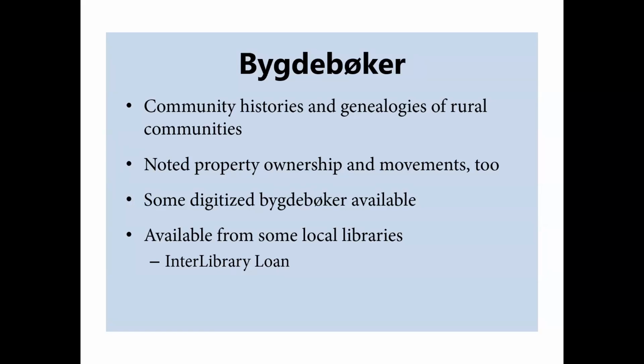Another fantastic source for Norwegians is the Big Boker. It's a community history of genealogies. So it notes property ownership and movements too. There's a lot of digitized Big Boker online. There's many fantastic collections at libraries in the Midwest. So if you find that your parish has a Big Boker, you can try to get it from interlibrary loan. I've written a little bit more about the Big Bokers and how they came into play. It's on the handout, along with some links to some digitized books and some libraries that have really great collections.